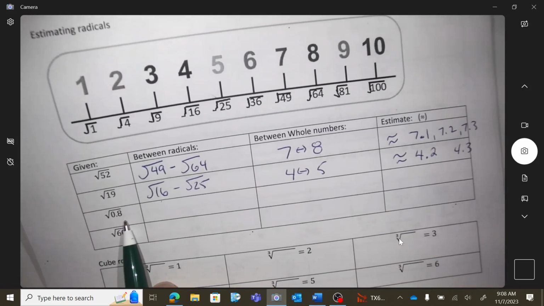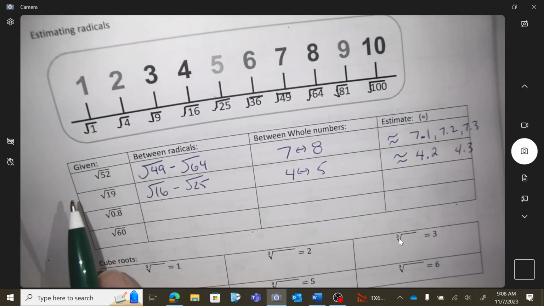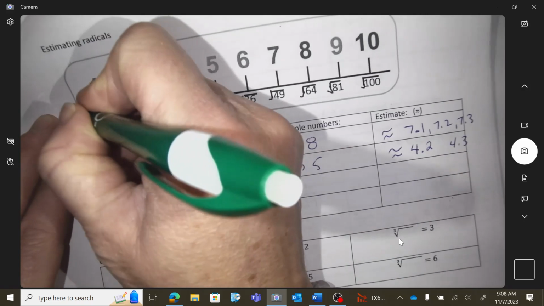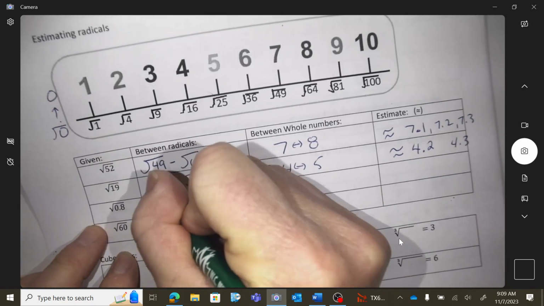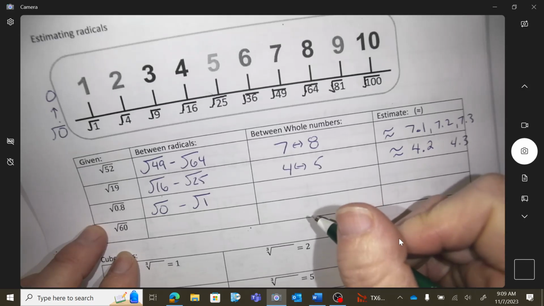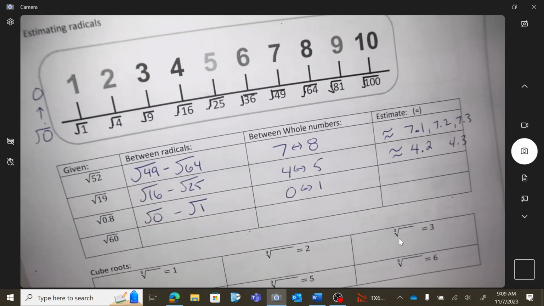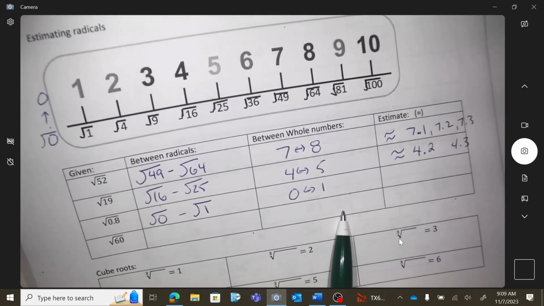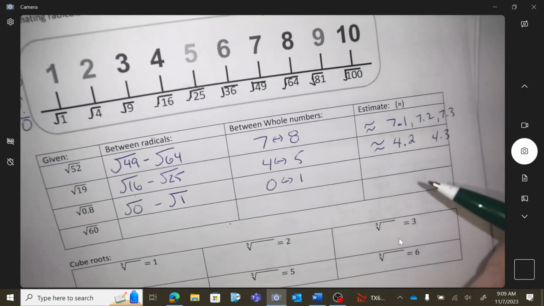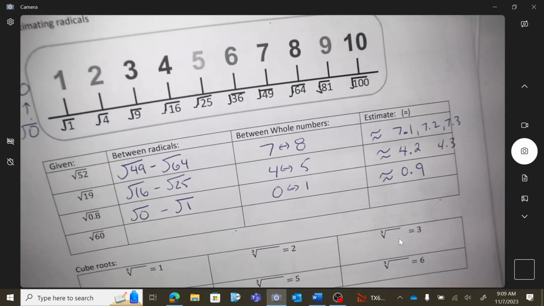Okay, this is the square root of 0.8. What is 0.8 between? Actually, there's something missing on here. 0. The square root of 0 is 0. So 0.8 is between those. Therefore, the answer will be somewhere between 0 and 1. So what end am I closer to, the 0 end or the 1 end? The 1 end. So I'm going to guess 0.9 is my guess.